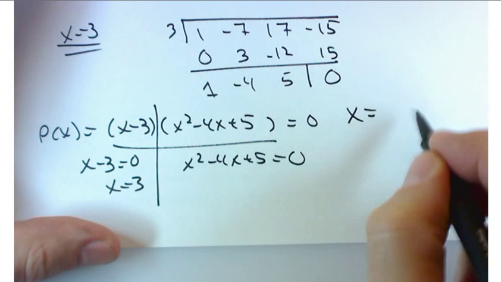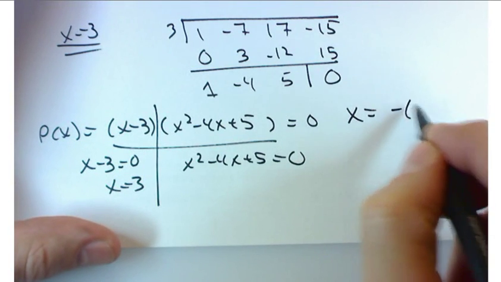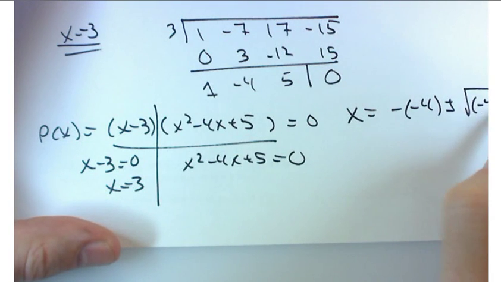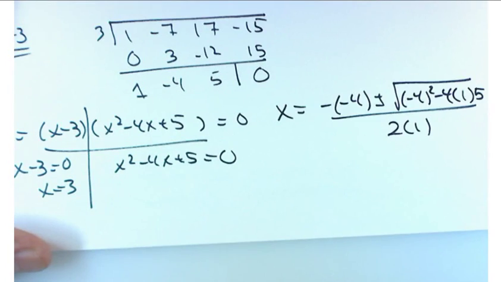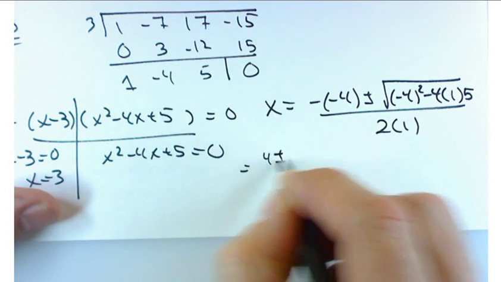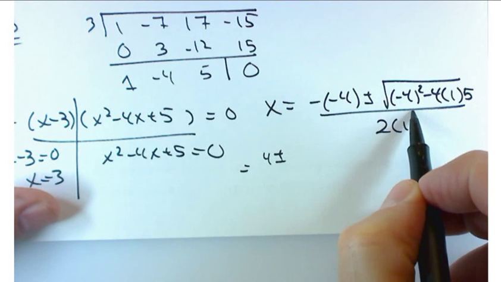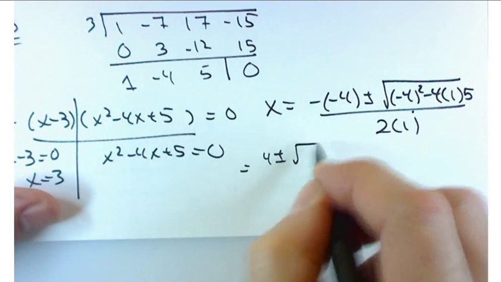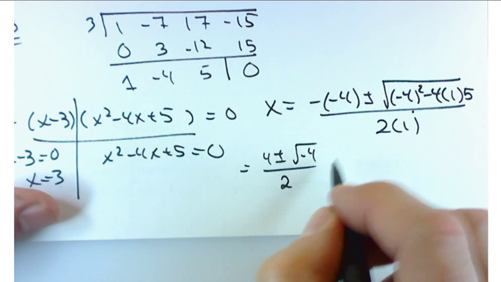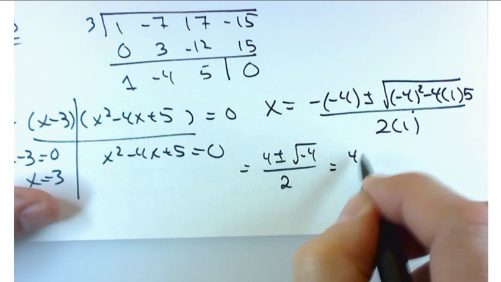So x equals negative of negative 4 plus or minus the square root of negative 4 squared minus 4 times 1 times 5, over 2 times 1. So it's 4 plus or minus the square root of 16 minus 20, which is negative 4. Square root of negative 4 is 2i.